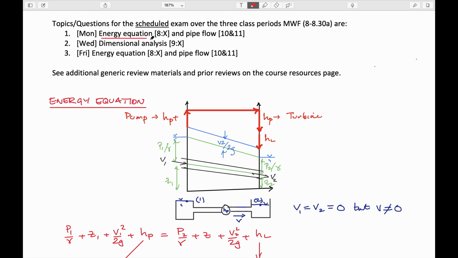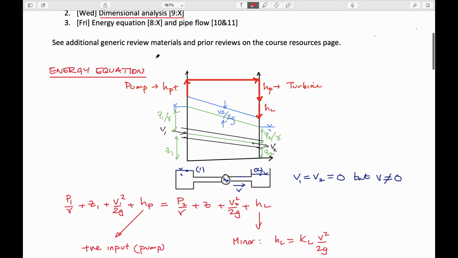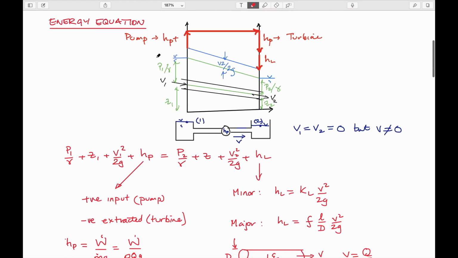Monday and Friday are rather similar in that they are pipe flow using the energy equation, and Wednesday is a typical Buckingham pi equation. We've had those in the past, and you can see exactly what those look like. So in terms of summarizing material for weeks 8 through 11, week 8 was the energy equation, and so you know that that is using basically Bernoulli between an upstream location and a downstream location.